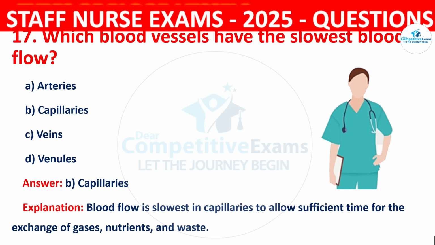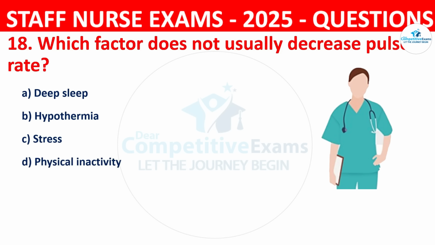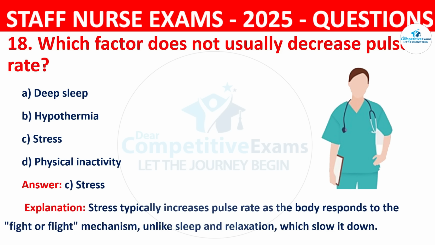Question number 18. Which factor does not usually decrease pulse rate? Your options are: deep sleep, hypothermia, stress, or physical inactivity. The correct answer is C, that is stress. Stress typically increases pulse rate as the body responds to the fight or flight mechanism, unlike sleep and relaxation, which slow it down.